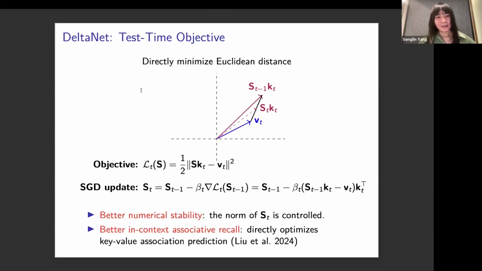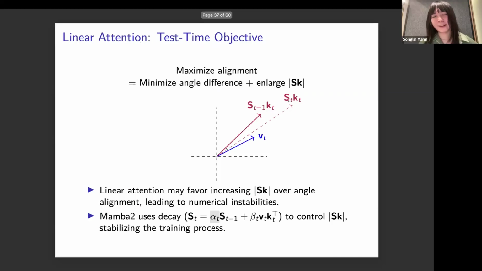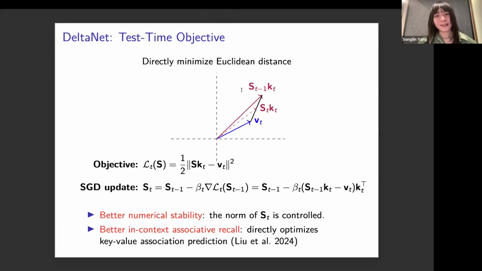On the other hand, DeltaNet directly optimizes the Euclidean distance between the transport key and the value. So if the model learns a very large recurrent hidden state norm, the resulting transport key would have a very large norm, right? And their Euclidean distance, or L2 distance, will be very large. The model wants to minimize their L2 distance, so it won't simply increase the norm as in the previous case. So in this sense, the delta objective makes it more numerically stable.